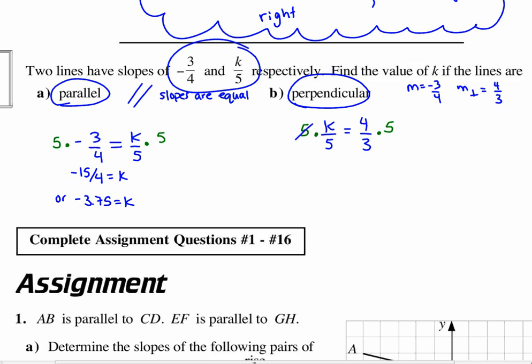Which equals 20/3, or it would be a repeating decimal though, right? 6.6 repeating. I don't like repeating decimals. I'd leave it as a fraction if I were you, but okay.